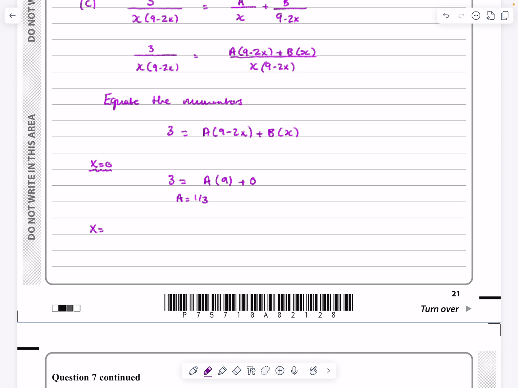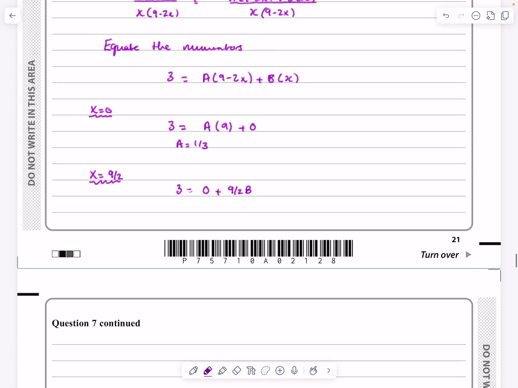And now what do I choose to get rid of the a this time? I'm going to have to choose 9 over 2, aren't I? So that then that a part will disappear. We'll get 3 is equal to 0 here, plus 9 over 2b there. So that means that b will work out to be equal to 2/3.